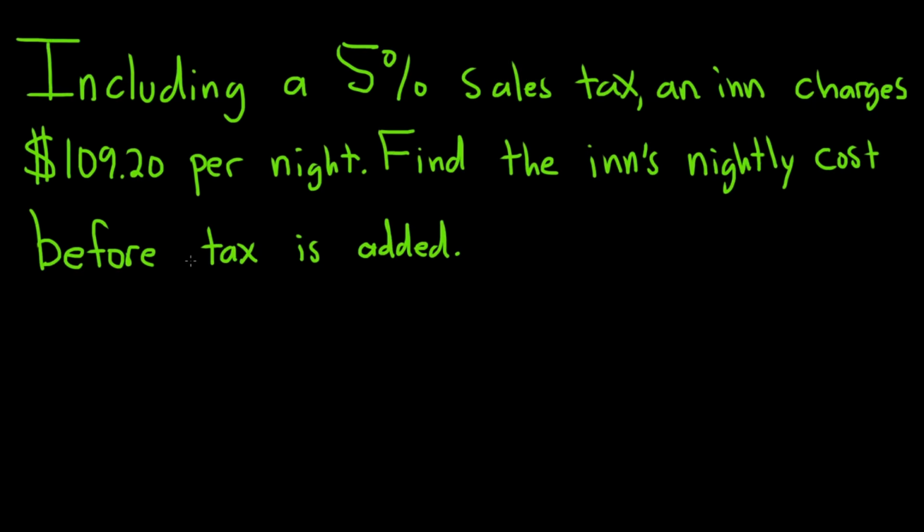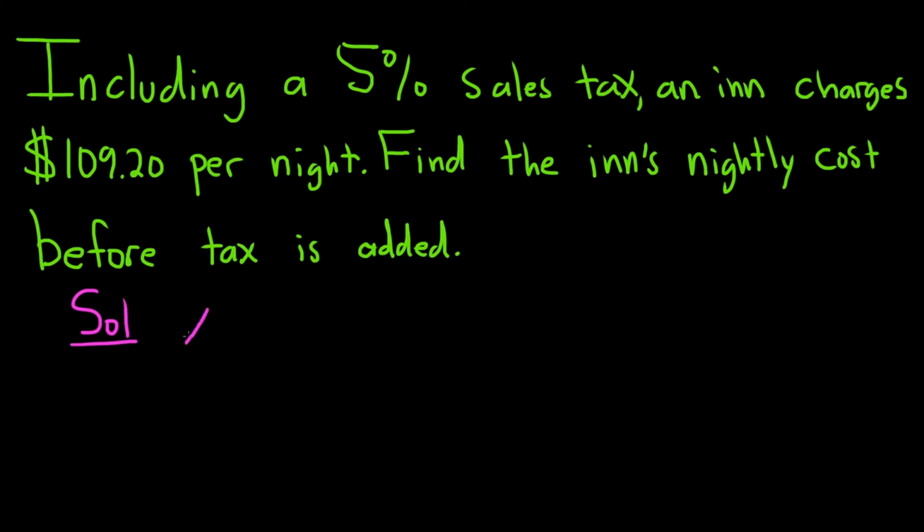Including a 5% sales tax, an inn charges $109.20 per night. Find the inn's nightly cost before tax is added. Let's go ahead and work through this problem. So solution. So we're looking for the inn's nightly cost before tax is added.